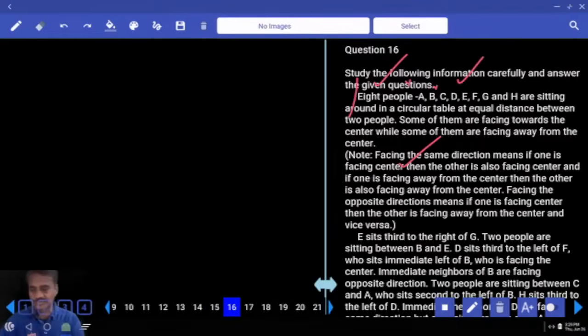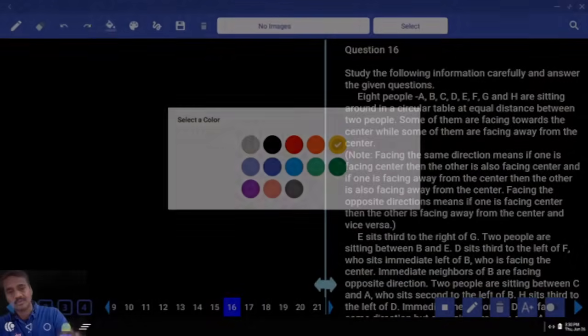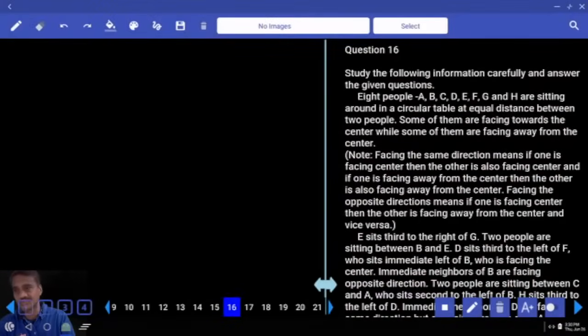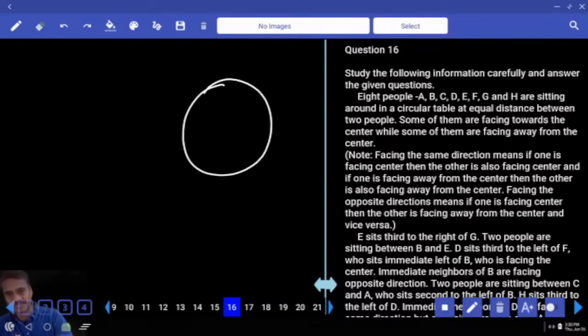Then 16 onwards. Now in question number 16, 8 people are seated around a circular table at equal distance. Some of them are facing towards the center, while some are facing away from the center. First or second priority? As of now, I have left 2 questions under the second priority, so this must be under the first priority. Now these are the 8 persons we have, seated around a circular table. Some inward and some outward is given.